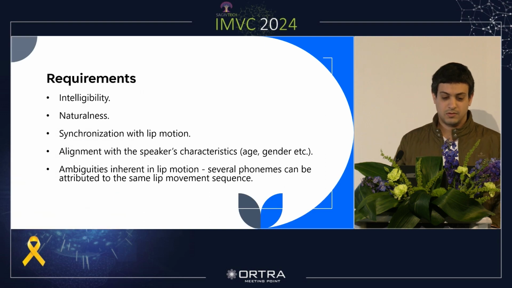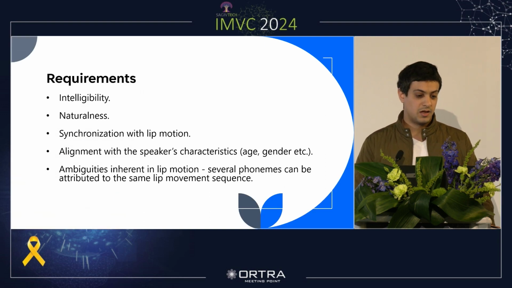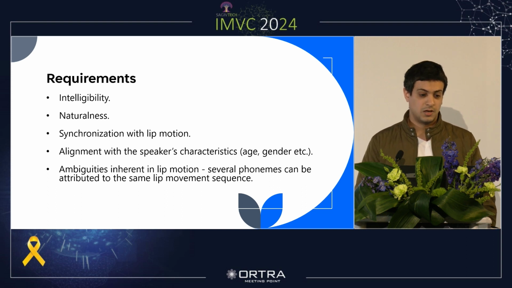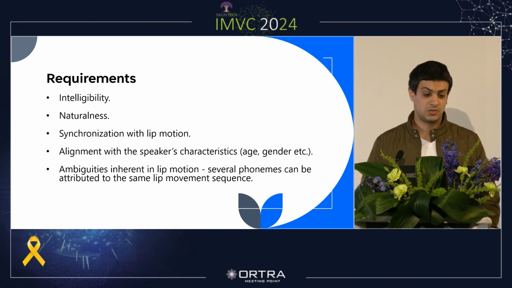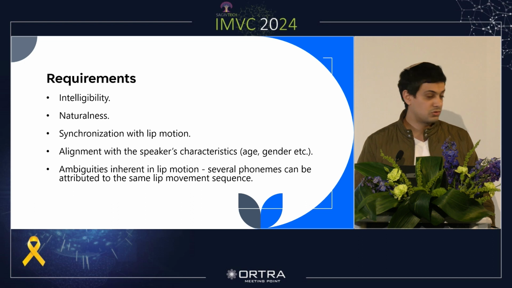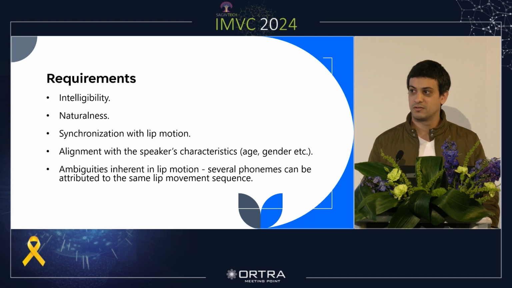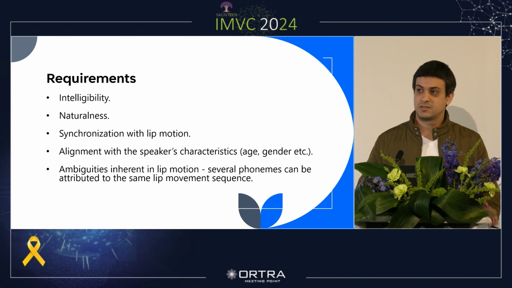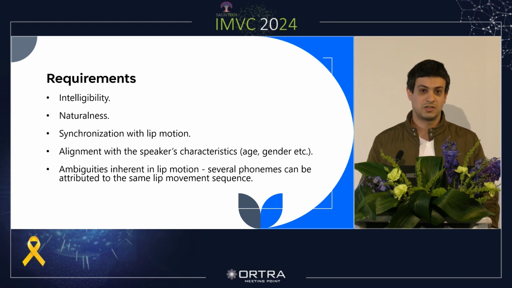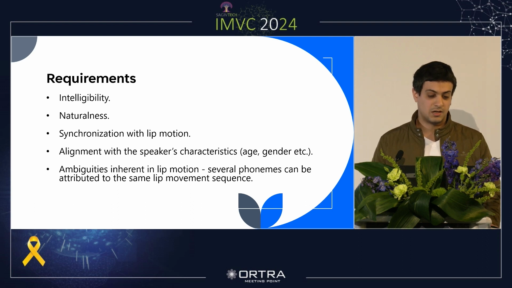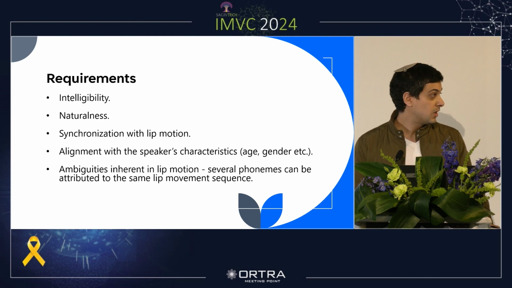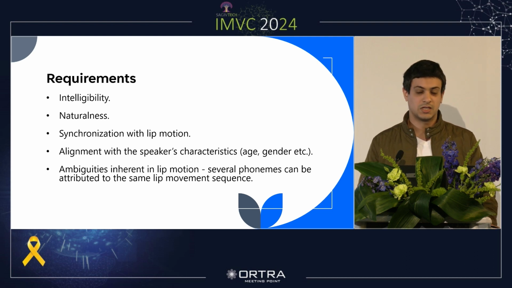Now let's talk about the challenges and the requirements that we have from the generated speech. We would like it to be intelligible, to sound natural. Of course, we would like it to be synchronized with lip motion, and also we would like it to reflect the identity of the person in the video. For example, if it's a mid-aged woman, we don't want her to sound like a 15-year-old boy. And the last challenge is that, unfortunately, we have ambiguities in a given lip motion sequence. For example, if I say ba or pa, it may look the same to you if you can't hear what I'm saying.